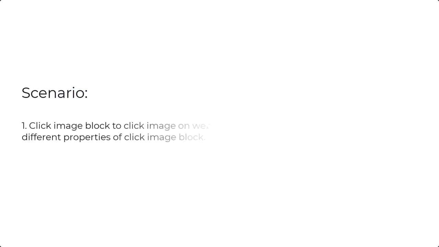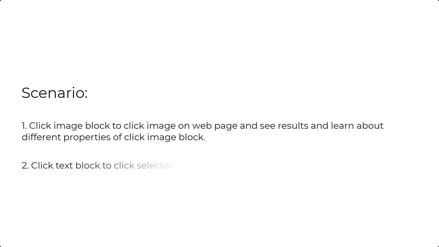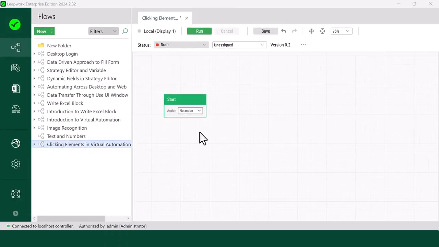At first, we will work with Click Image Block to click an image on a web page and see the results. We will learn about different properties of Click Image Block. Then, we will work with Click Text Block to click selected text on the web page. Let's get started. Let's start with the Click Image Block. I'm connecting it with Start Block.